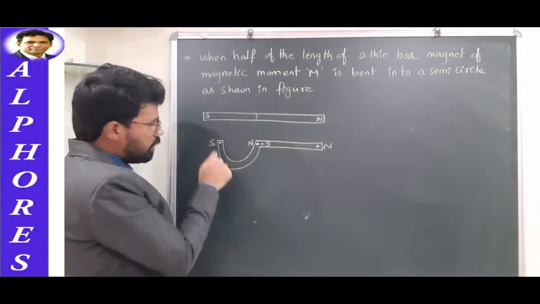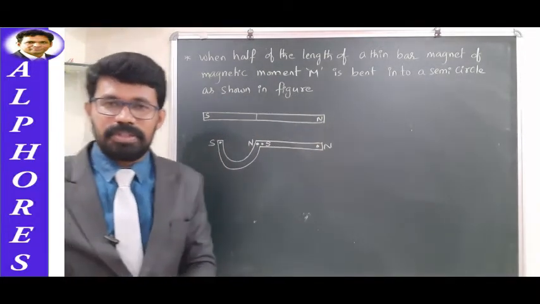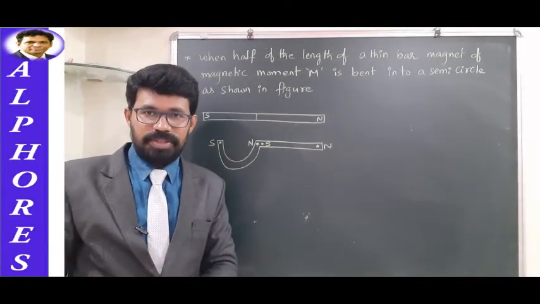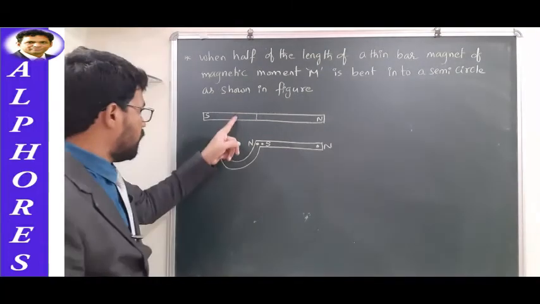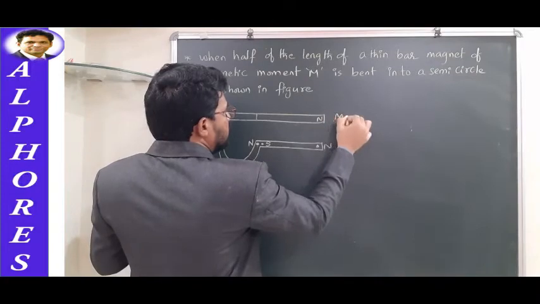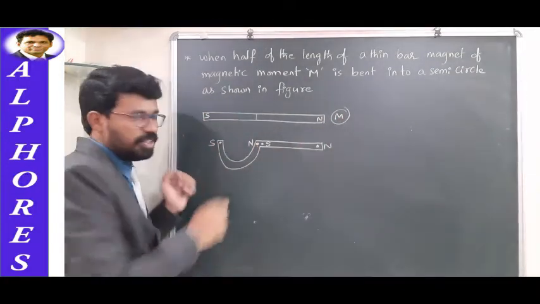The other half is bent into a semicircle shape. So if this is the arrangement, what is the magnetic moment? What is the magnetic moment of this one before bending? Its magnetic moment is m. Now what about this arrangement's magnetic moment?